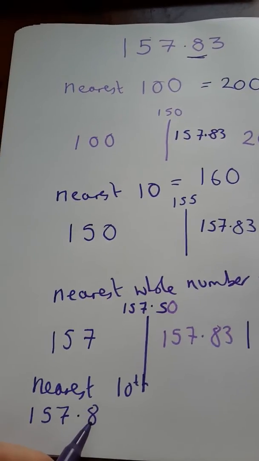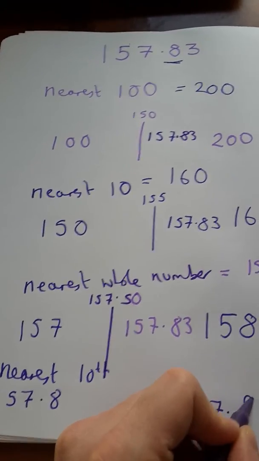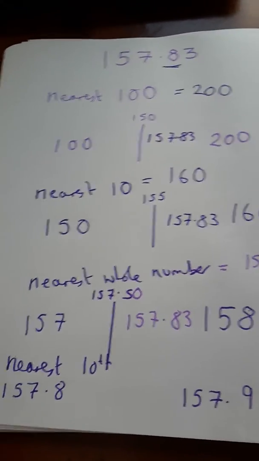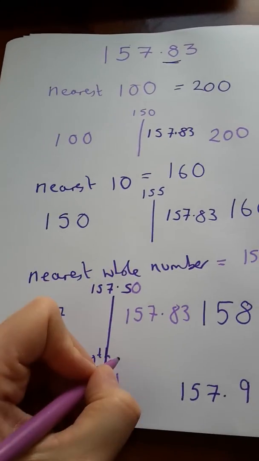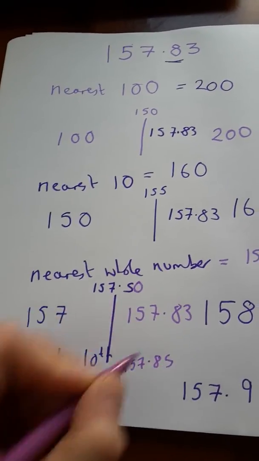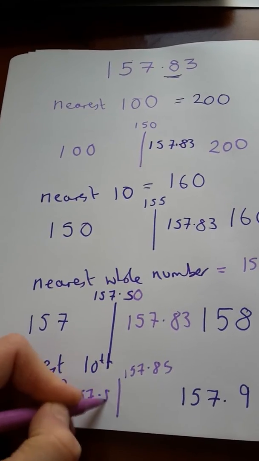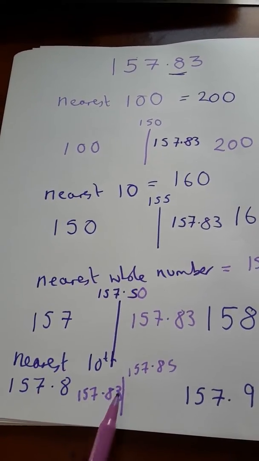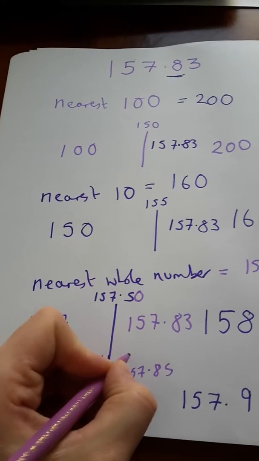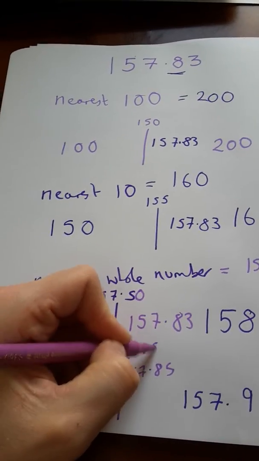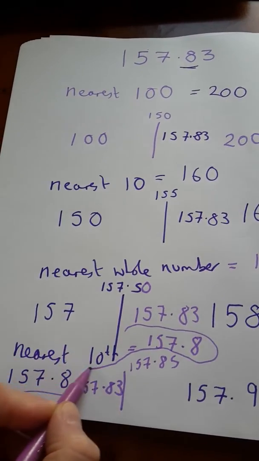And if I'm counting up in tenths, that means that this number is going to get 1 larger. So I end up with 157.9. Halfway between these is 157.85. And our number is 157.83. Now that is this side of the midpoint, midline. So actually, to the nearest tenth, in this case, we're going to round down to 157.8. I'm just going to put a circle around that because it starts to look a bit messy.